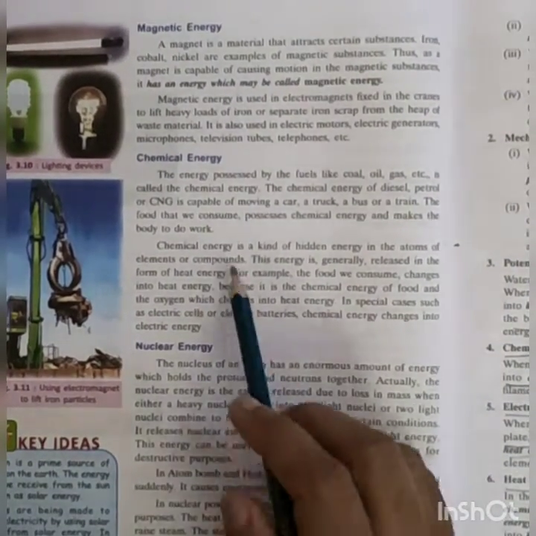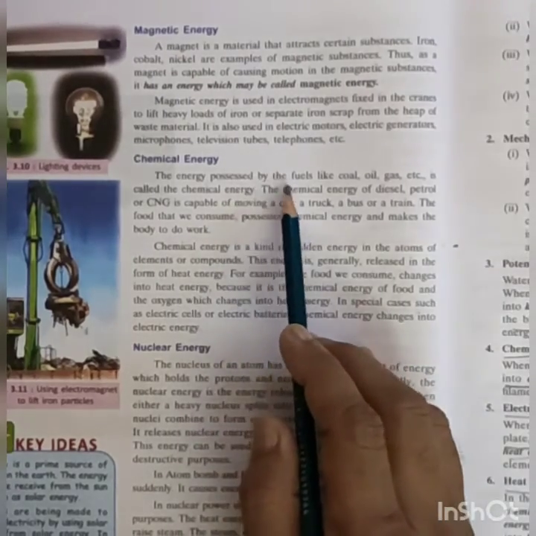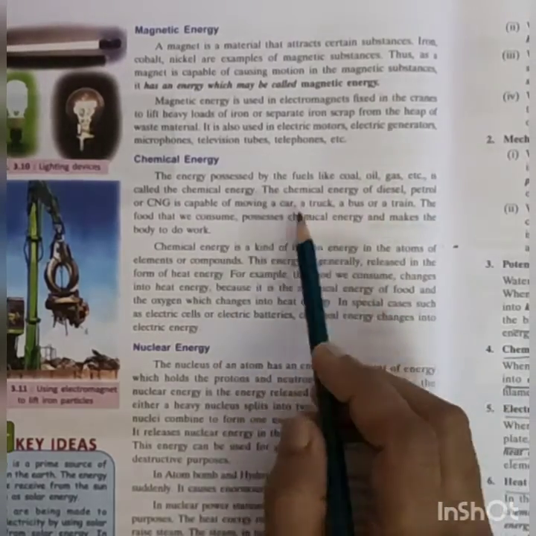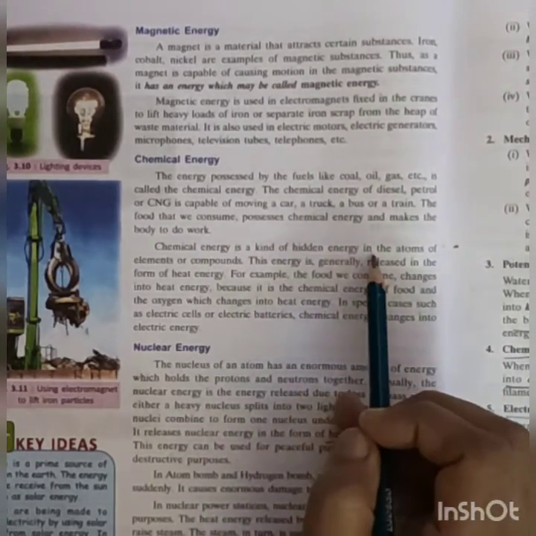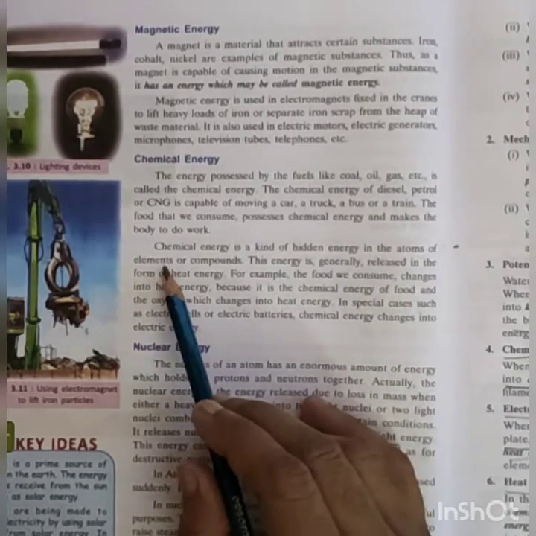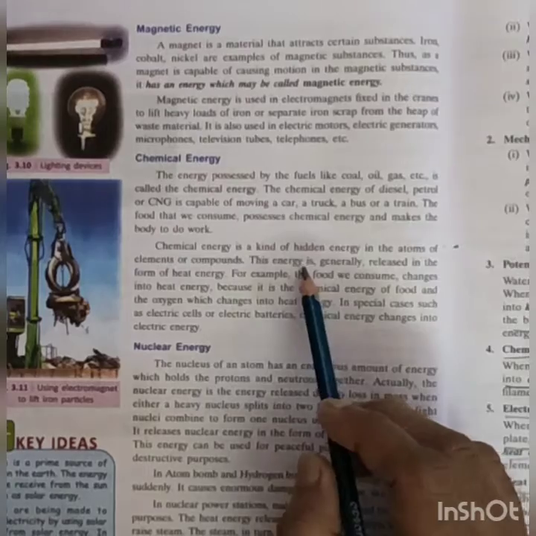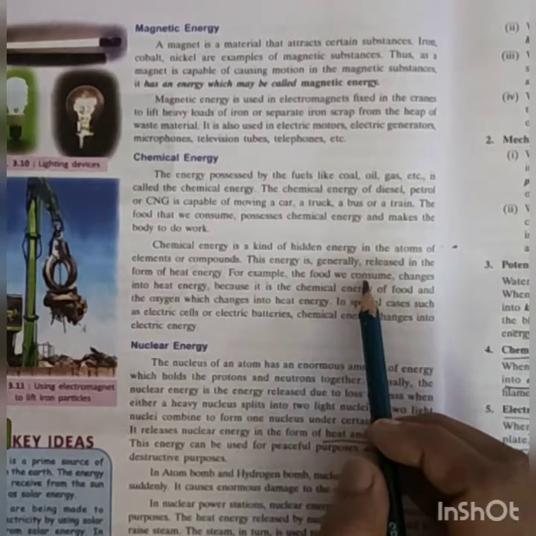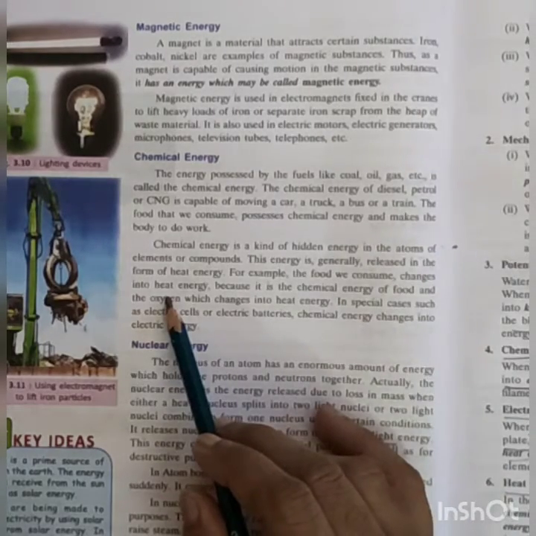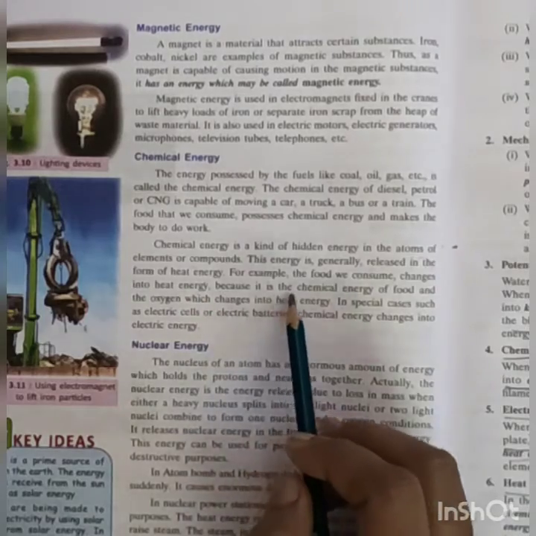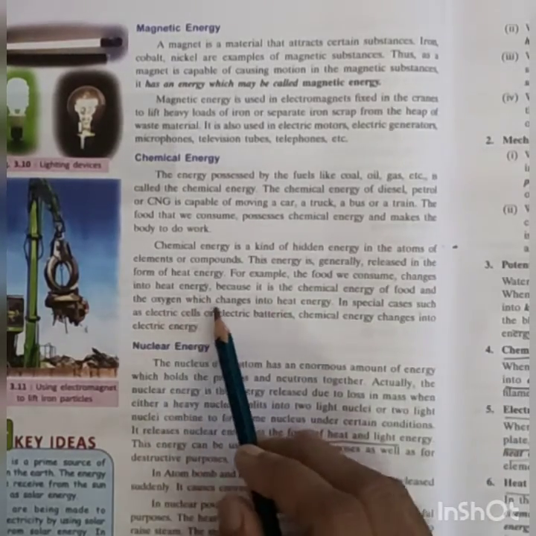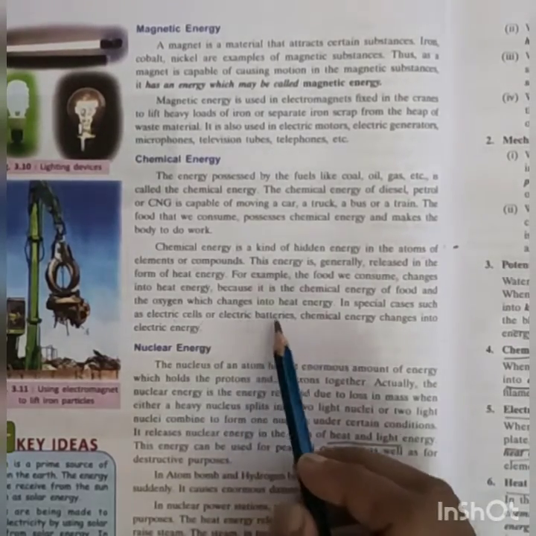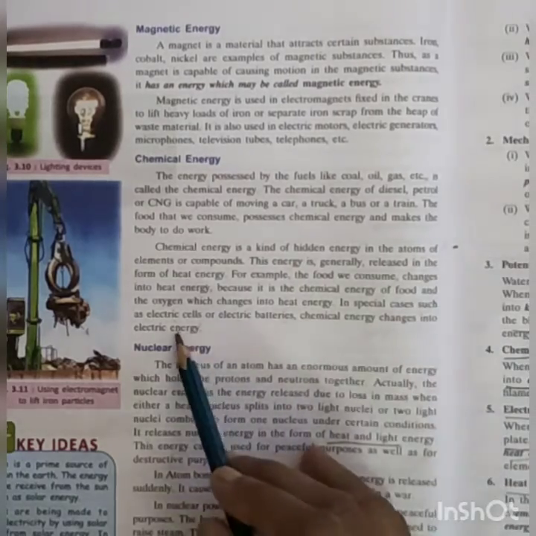Next we have chemical energy. Chemical energy is possessed by fuels like coal, oil, gas. Chemical energy is a kind of hidden energy in the form of atoms of elements and compounds. This energy in general is released in the form of heat energy. For example, when we consume food, it changes into heat energy, because it is the chemical energy of food and the oxygen which changes into heat energy. In special cases such as electric bulbs or electric batteries, chemical energy changes into electric energy.